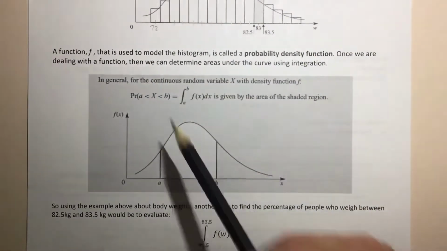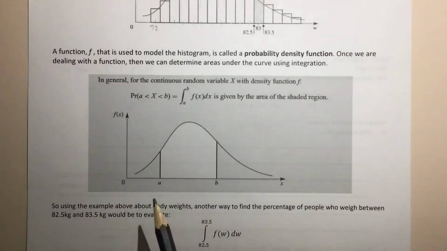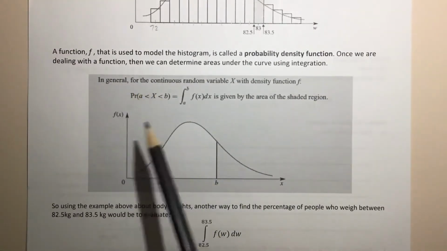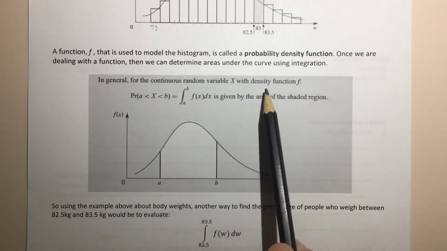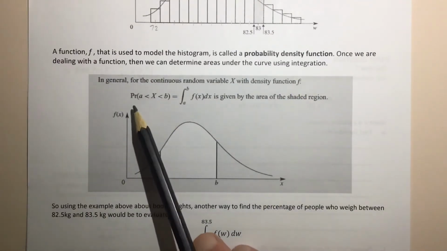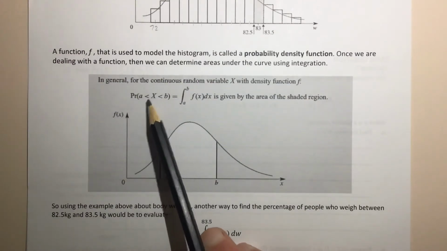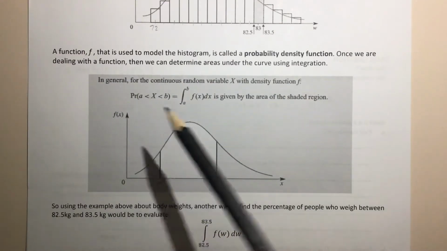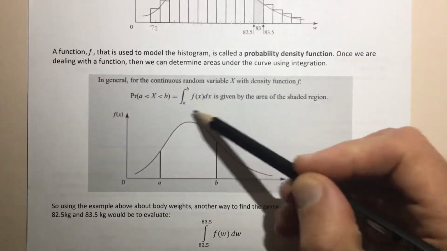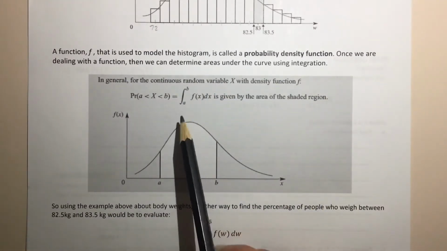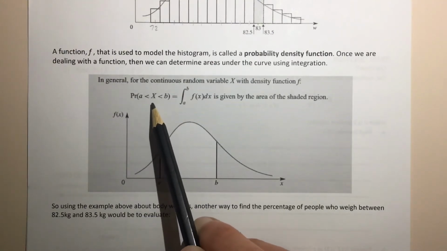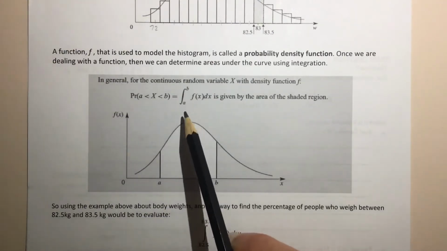So anything that's measured, we can use this idea of areas under a curve to find percentages of a distribution. In general, for a continuous random variable x with density function f, the probability that our variable is between two particular values is going to equal the area under the curve between those two values. In other words, it's the integral of the function from a to b. So if we want to know the probability that our variable is between a and b, then we integrate the function from a to b.